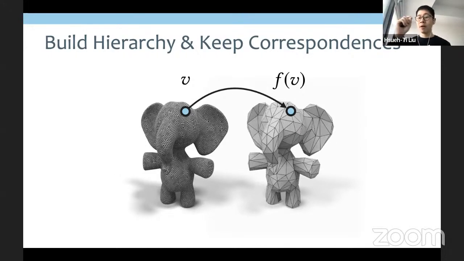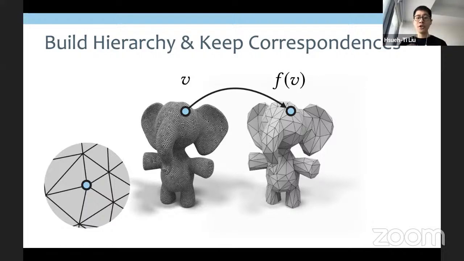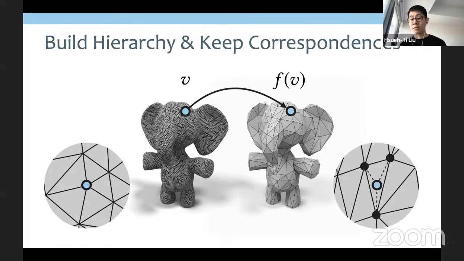And at the same time, we keep updating this correspondence information. So at the end of the day, for each vertex on the high resolution model, we can figure out its corresponding point on the low resolution model. And I want to point out that this map we maintain here is a bijective map.